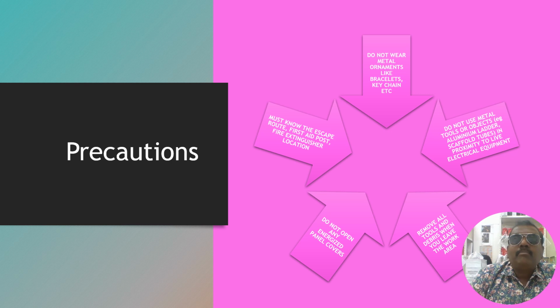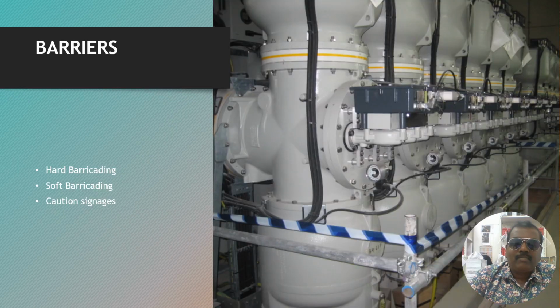So do not wear metal ornaments like bracelets. See the example like this. You should not wear metal ornaments on your hand while you are working on electrical panels. Do not use any metal tools or objects, aluminum ladders, scaffold tubes in proximity to live electrical equipment. Remove all tools and debris. Leave the work area clean once you have completed the job or at the end of the day.